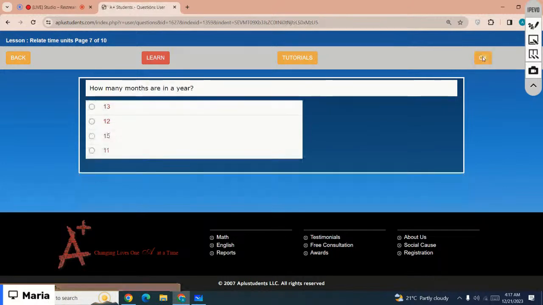How many months are in a year? Which is the correct option? In 1 year, how many months do you have? Yes, there are 12 months in a year. The correct option is 12.